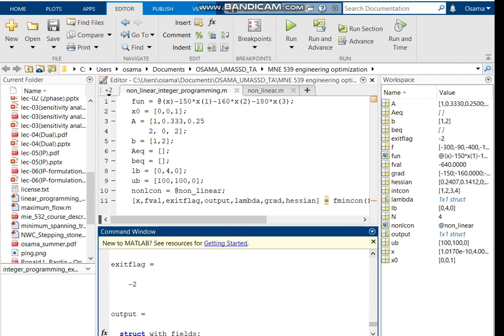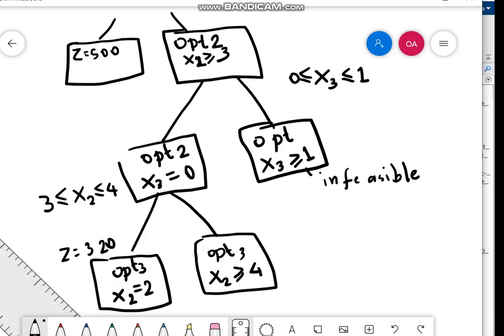So it's infeasible. You dismiss all the infeasible branches and only compare the feasible ones. So we have z equal to 320 and z equal to 500. So you pick this one. This is the optimal solution.